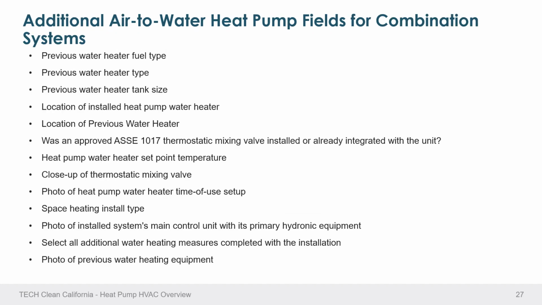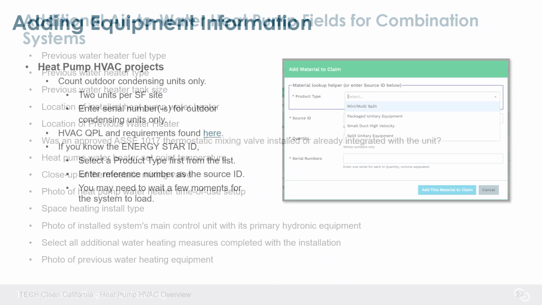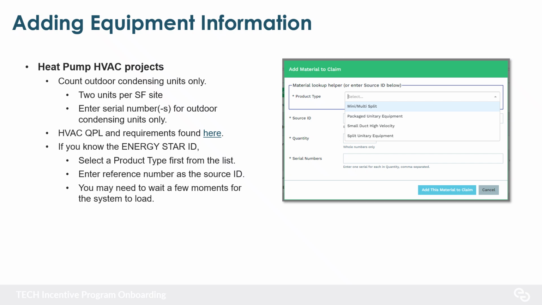With the new air-to-water heat pump product type now available in IRIS, there will be some equipment-specific information that we ask in the claim form as well. Please pause and read to see applicable claim fields. Let's take a quick look at adding equipment information into IRIS.